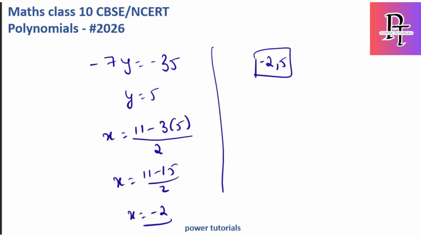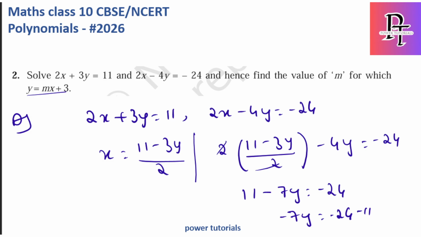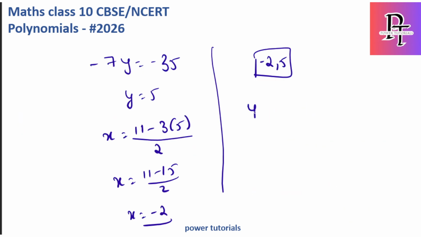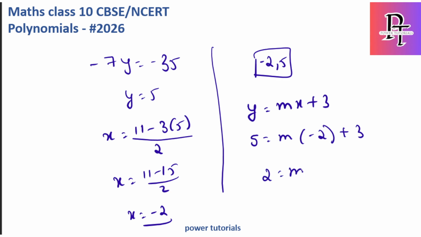minus 2 comma 5. Substitute in the equation, which is y is equal to mx plus 3. Y value is 5, x value is minus 2, plus 3. So 5 minus 3 is 2, which is equal to m into minus 2. So m value we got as minus 1. This is the final solution.